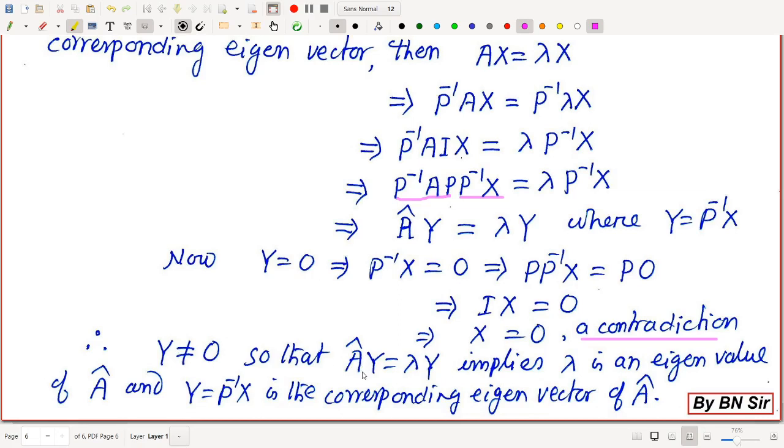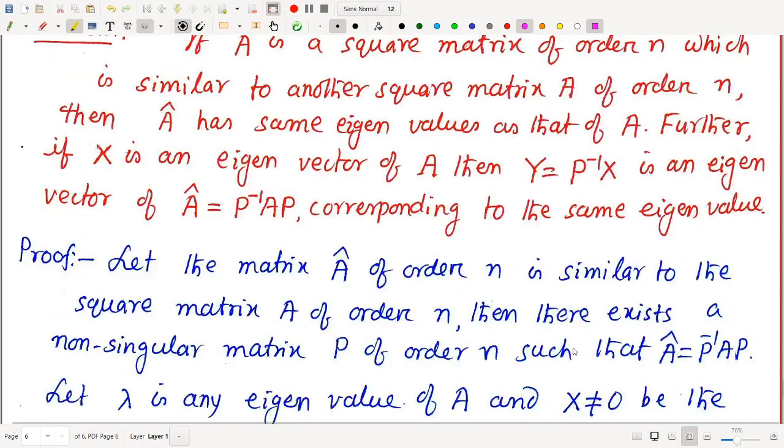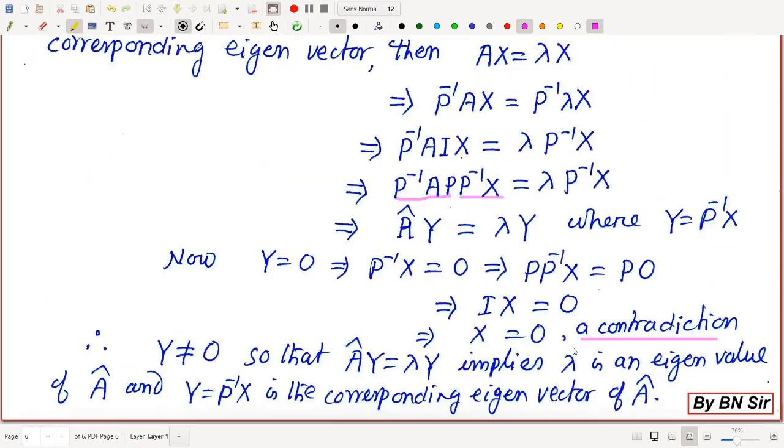So this result, A cap Y equals lambda Y, implies that lambda is an eigenvalue of A cap, and Y equal to P inverse X is the corresponding eigenvector of A cap. So the result is proved, and examples on this we shall do in the next lecture. Thank you.